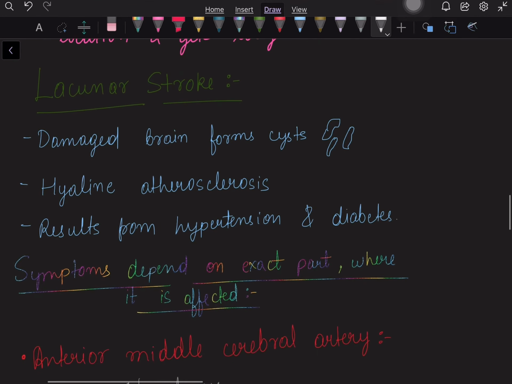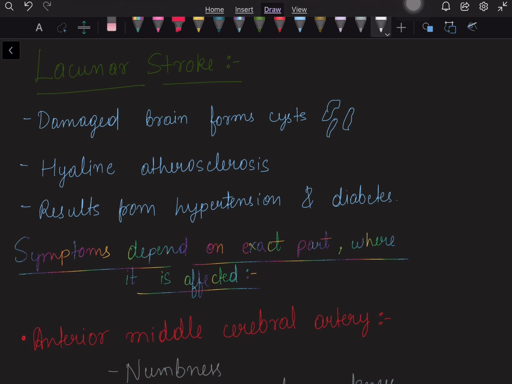Next comes the lacunar stroke. It is a special kind of stroke in which the damaged brain forms a cyst, and there is hyaline atherosclerosis. What is hyaline atherosclerosis? When the blockage is by protein, the blocked portion is filled with protein, and it results from hypertension and diabetes. This causes the lacunar stroke.